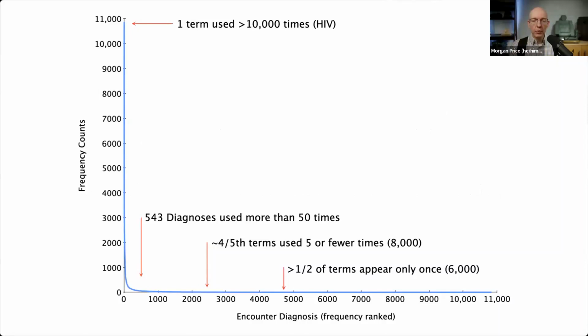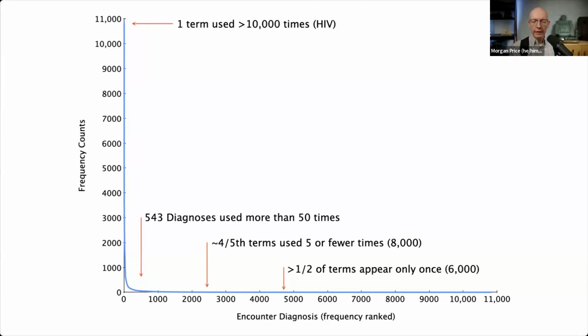So this is the graph and also the curve. There's a blue line very close to the edge of the axis, which is actually the plot. The most frequently used term was HIV. In terms of diagnosis for encounters, it was used over 10,000 times. The second most common code was around 6,000, and it was hepatitis C. And then, as you can see, there's a very, very steep drop-off, and about 543 codes were used more than 50 times over years. This is multiple years of data that I was looking at.